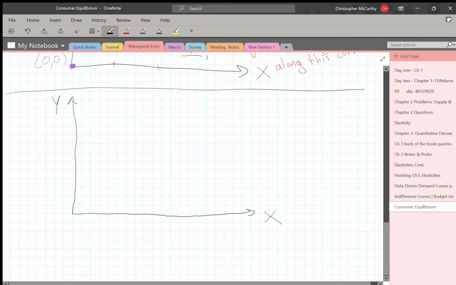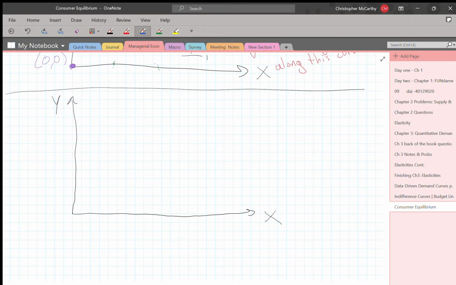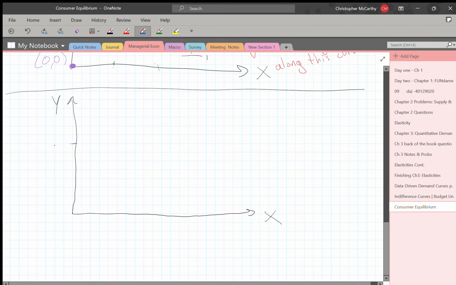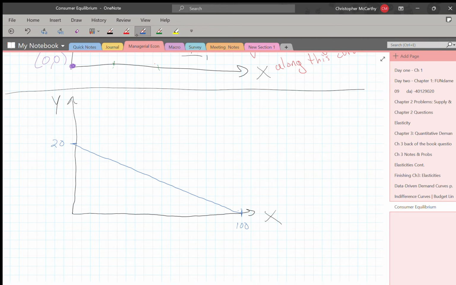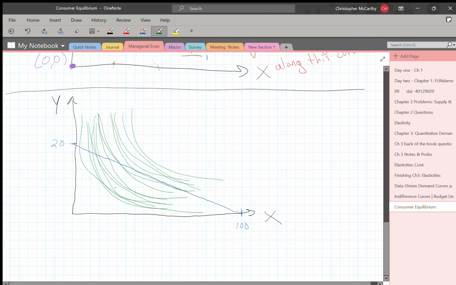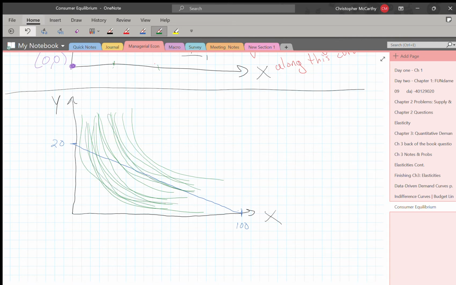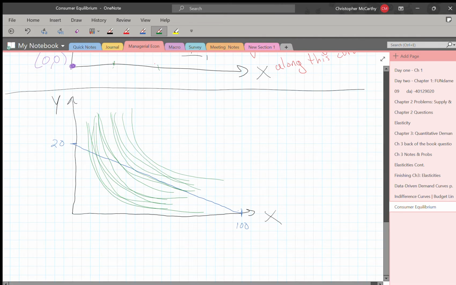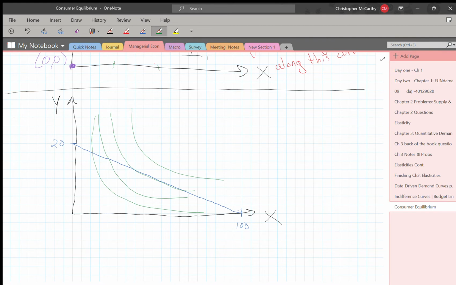All right, so we've got this budget line, and we'll stick to the budget line that we had before, where we had a 20 maximum on the y and 100 maximum on the x. There are actually a million of these indifference curves. We only really draw a few of them, but if I wanted to, I could draw a whole bunch of them in between. It's kind of like a topographical map. We're not going to model all of those each time because it's messy, but they are there. So just be aware of that.